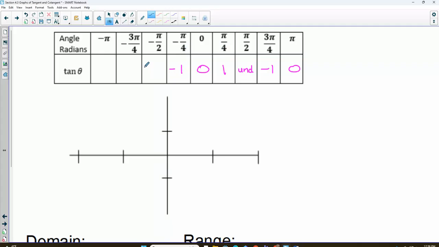At negative pi over 2, that's the same as 3 pi over 2. What's tangent going to be? Negative 3 pi over 4, that's the same as 5 pi over 4. That's in quadrant 3. In quadrant 3, tangent is positive, so that's positive 1. And negative pi and positive pi are the same place, so that's a 0. All right, so my points here. We have negative pi. We're going to have to add in a couple more tick marks. I added more points on the table and forgot to adjust my graph.